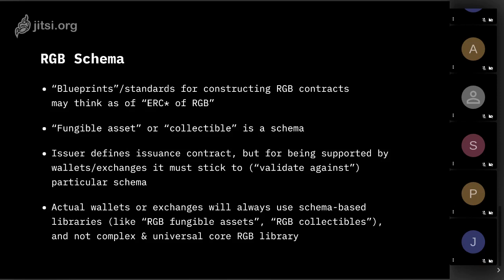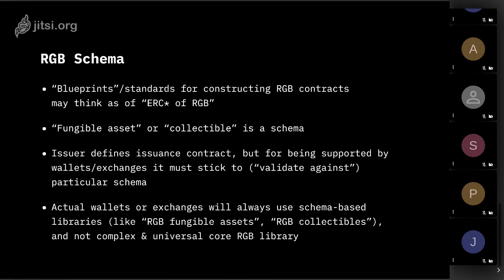RGB as a technology is quite complex, and today I will mostly cover what we name a core library. It is a part of the LNPBP library. It's a core RGB library, which is very low level. It gives you a very low level interface, which is mostly useless for wallet developers because it's very complex. They have to do quite advanced stuff.